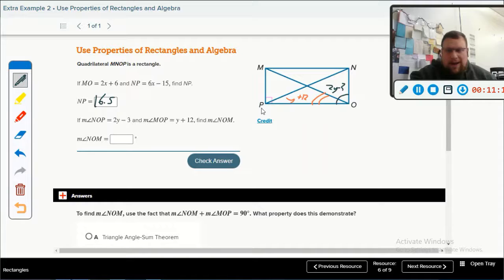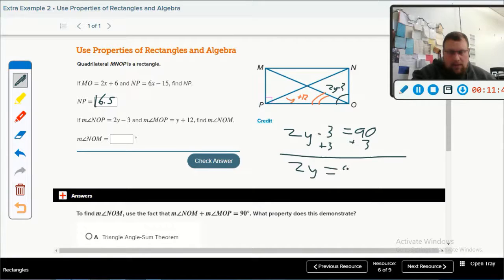So what I'm going to do is I'm going to say, all right, I know 2y minus 3 is equal to 90 degrees. It has to be, right? That whole NOP, it's that whole angle, it's 90 degrees. So let's do that. Add 3, add 3. I get that 2y equals 93 divided by 2. And it's going to be what, 46.5? I'd much rather deal with decimals.